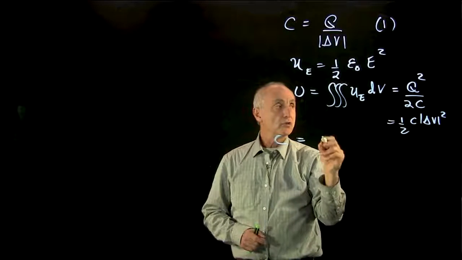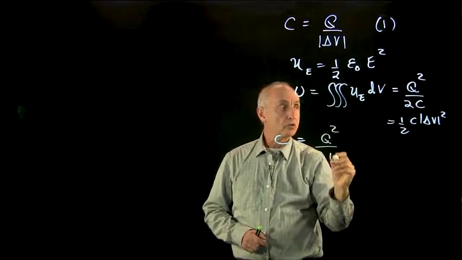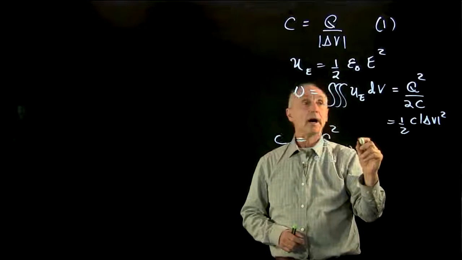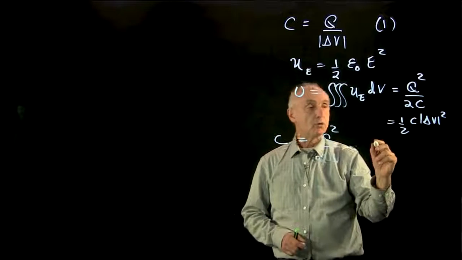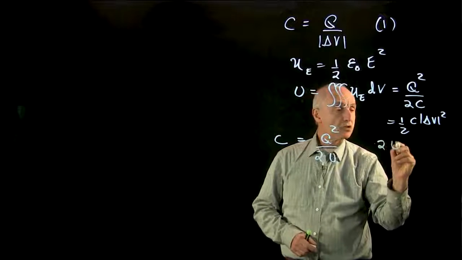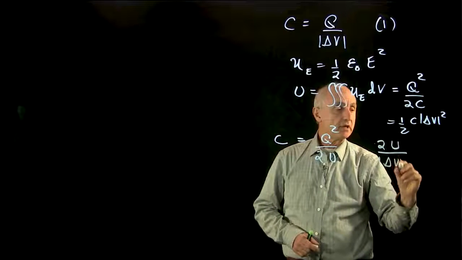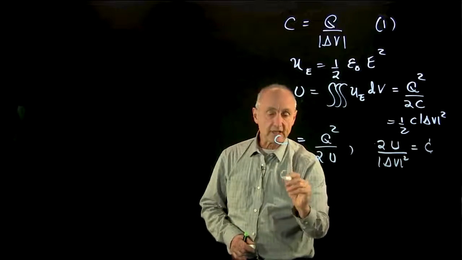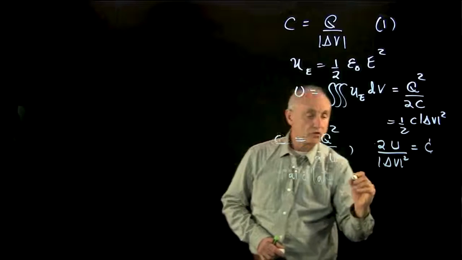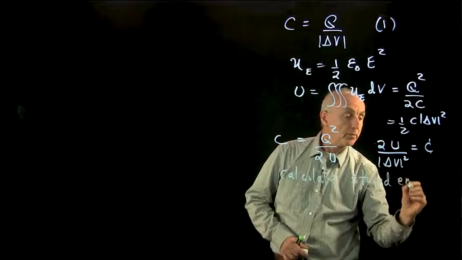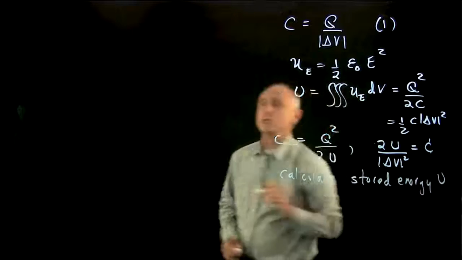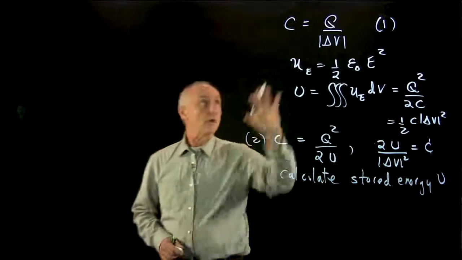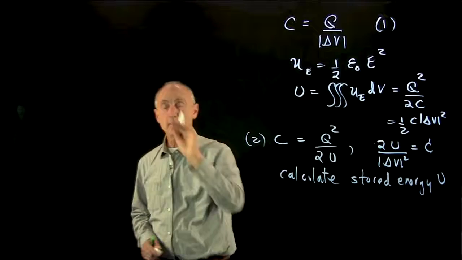And you can see there, you could write that as Q squared over 2U. That's one way to do it. Or you could write the capacitance as equal to 2 times U over delta V squared. So these are alternative ways to calculate capacitance if you can calculate the stored energy, U. Now, we have a similar idea in terms of self-inductance. So we can call all of these equations two alternative ways to calculate capacitance.